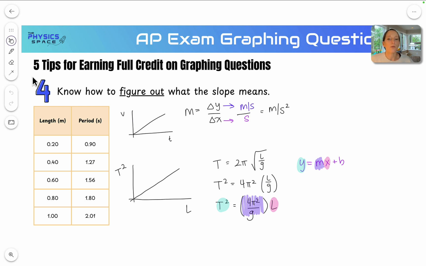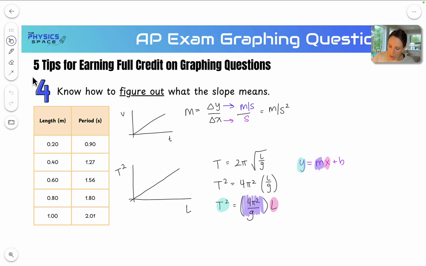All right, so we're looking for an equation that matches up with the quantities that we're graphing. We're going to rearrange it until we have something that looks like y equals mx plus b, and that is going to help us identify what our slope means, because it may not be readily apparent based on the unit. But this is another way that we can do that if configuring the units doesn't work as well.